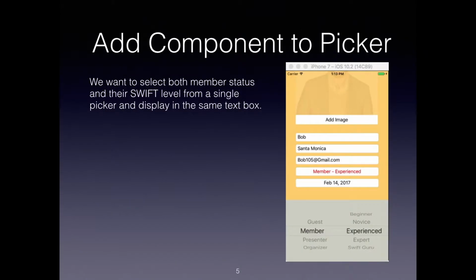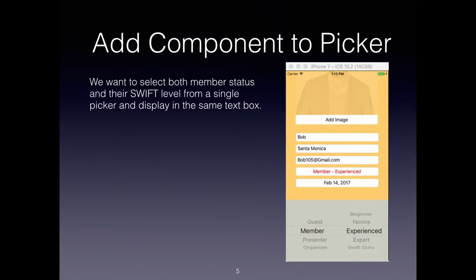Okay? So we want to display member status and member Swift level in a single text field. And so we're going to do that with a pick list that's got 2 rollers. Right now we have a pick list that's got 1 roller. Now that was explained in detail in Bob1. What I'm going to do is show you how I change a pick list with 1 roller to one with 2 rollers. And you can have a pick list with many rollers depending on what your application is. And the value of a pick list is it's a very easy way to put information in if you want to give a user a set of choices.